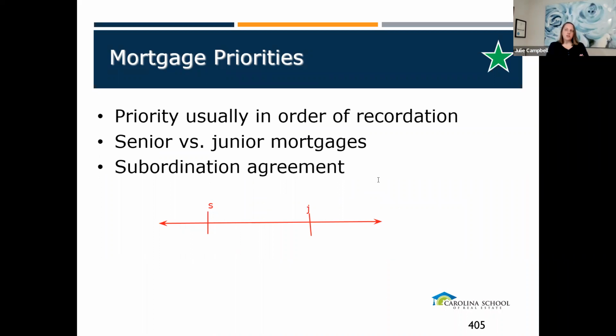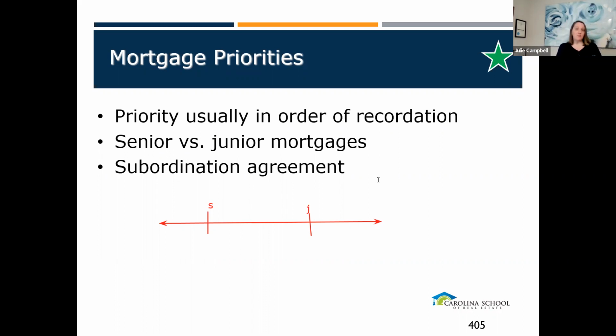A subordination agreement is the act of placing something in a lower rank. So if mortgage priority changes, the senior mortgage is always going to want to be placed first. They're going to want the junior mortgages in a lower rank.